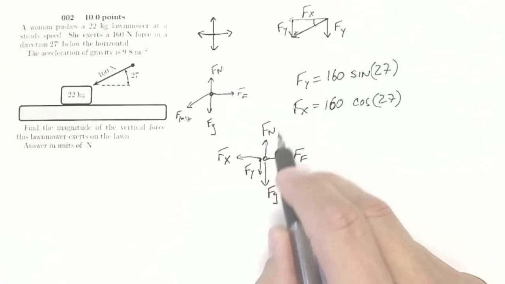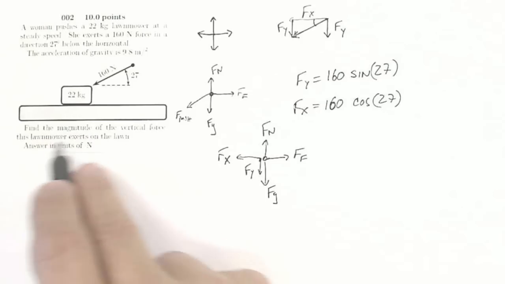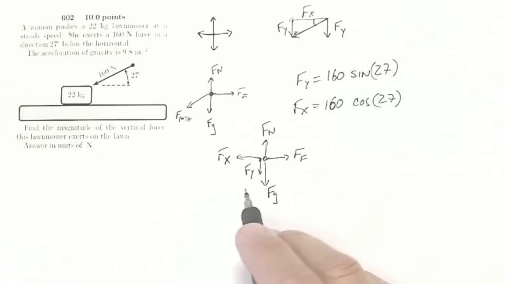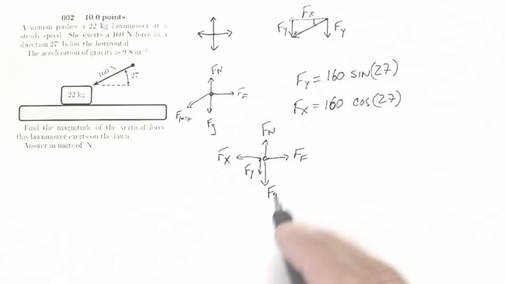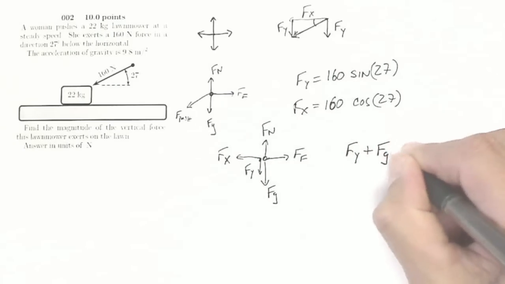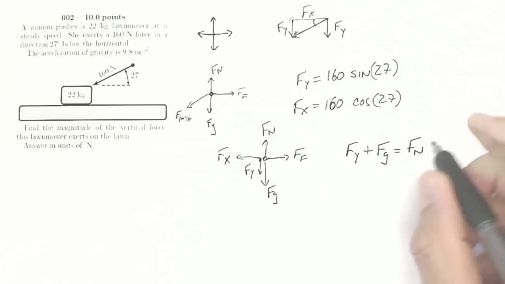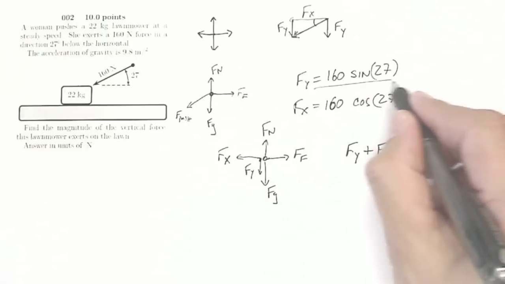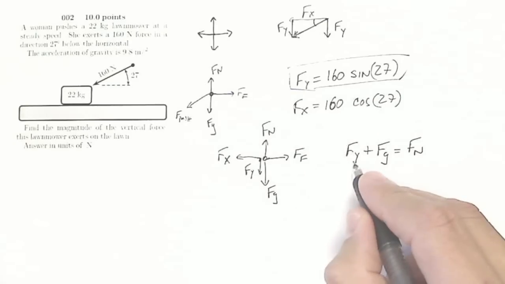Force normal is pushing up. That's what I'm looking for. This is the vertical force the lawnmower exerts on the lawn, because that is equal to y plus gravity. So I need my force y plus my force gravity equals my force normal. So I'm looking for my y and my gravity. My y is right here, 160 sine 27. So that's my force y.